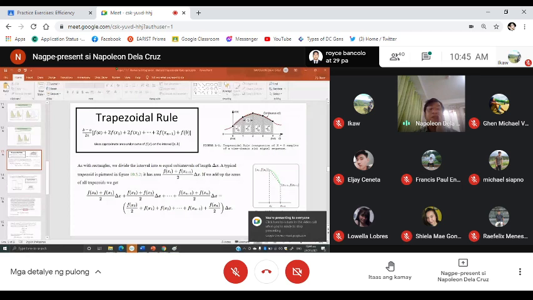So our topic is all about numerical integration. Meron tayong tatlong subtopics for this topic ng numerical integration. The first one, which we will discuss today, is the trapezoidal rule, then followed by the Simpson rule, and then the last one is a midpoint rule.